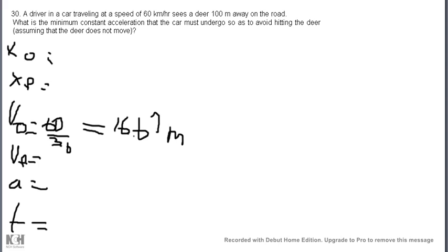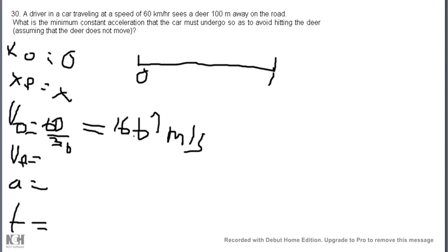Right? Now, he wants the minimum constant acceleration that the car must undergo so it avoids hitting the deer. Well, you want the deer to be right here, and you want to be right here, so you want to stop just before you hit the deer. Our original position is 0. Do we know our final position? No, don't have that. Looking for acceleration, since your VF is stopping, it is 0 before you hit the deer. What's my time? We don't know.